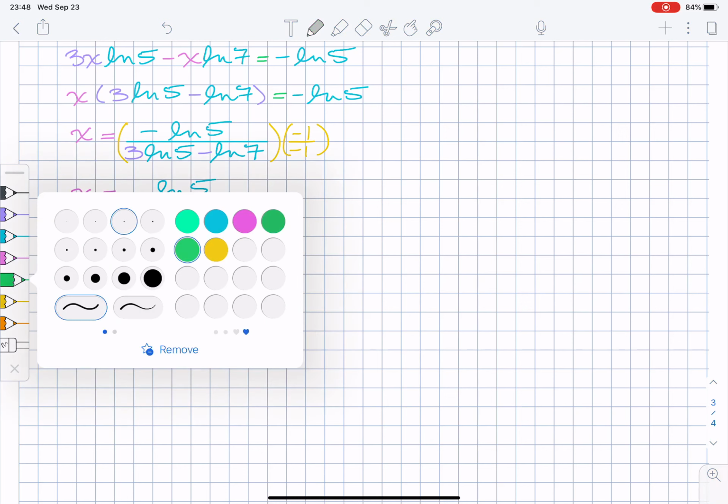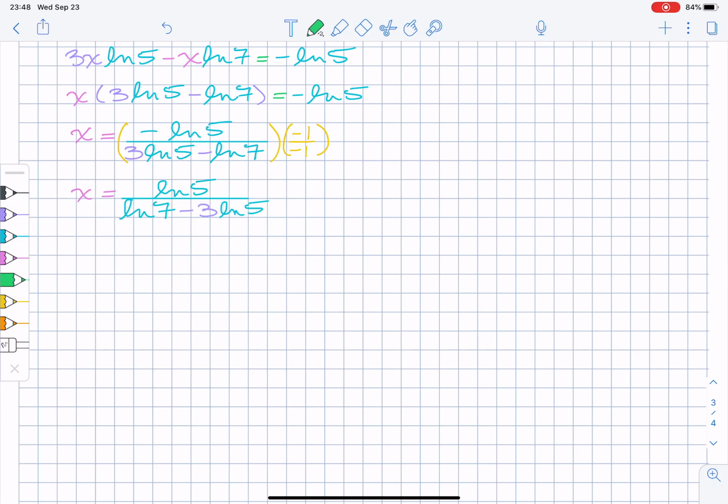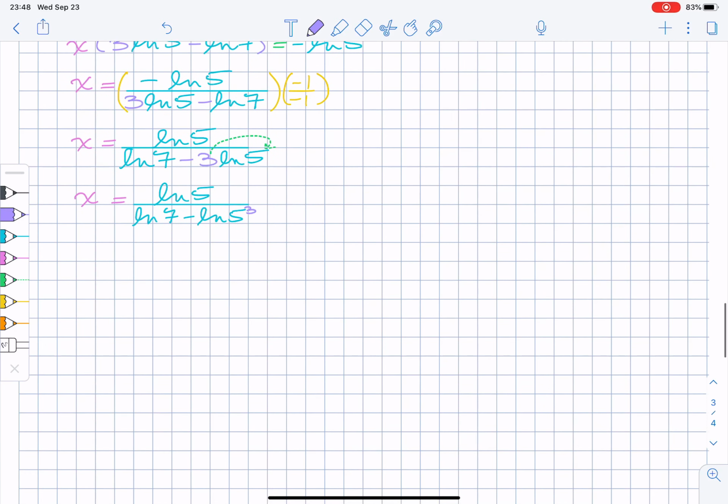Now I'm going to use the power rule to put this 3 back into the exponent here. So I get that x is equal to, in the numerator, natural log of 5 divided by natural log of 7, from which I'm subtracting natural log of 5 cubed, or 125. Okay, so I can use the quotient rule now in the denominator. This becomes natural log of 5 divided by natural log of the quotient 7 over 5 cubed. And we can leave it like that if you like.